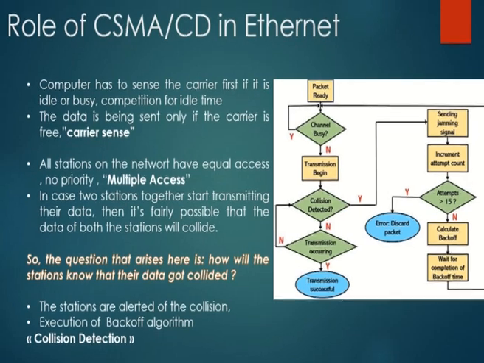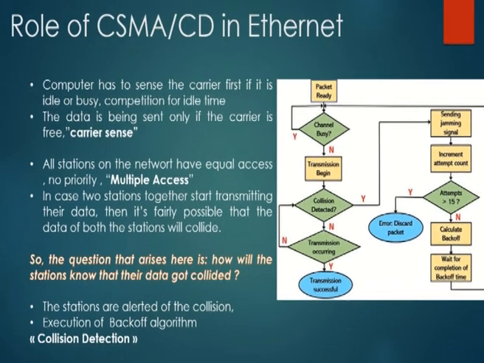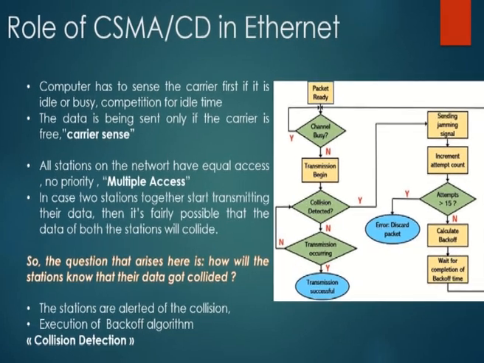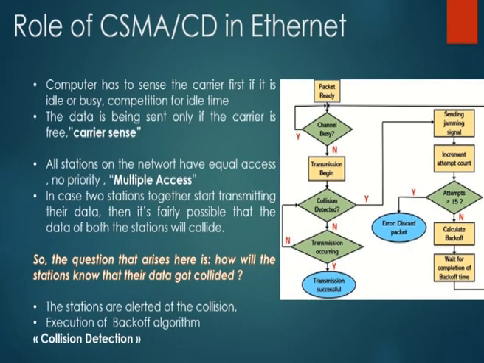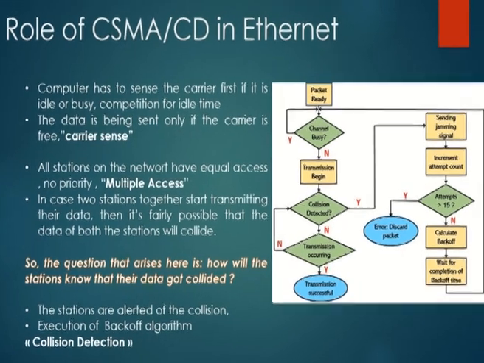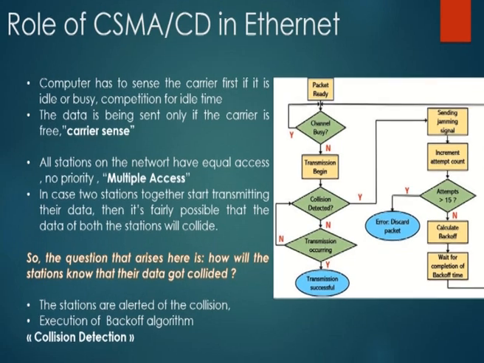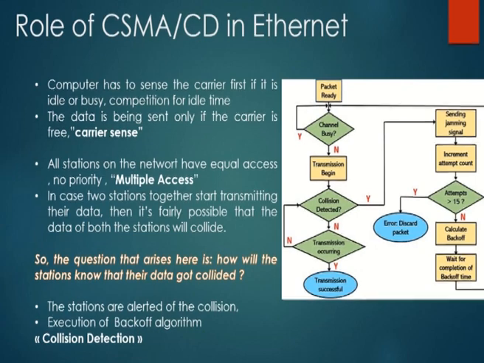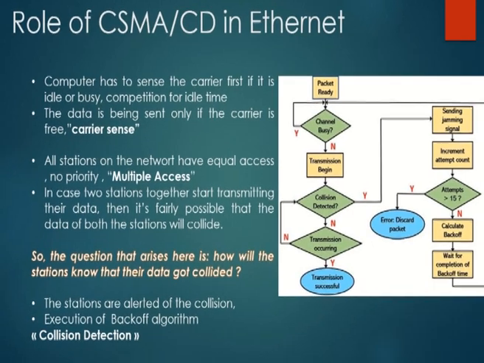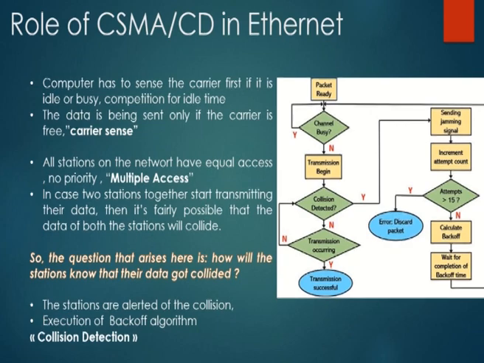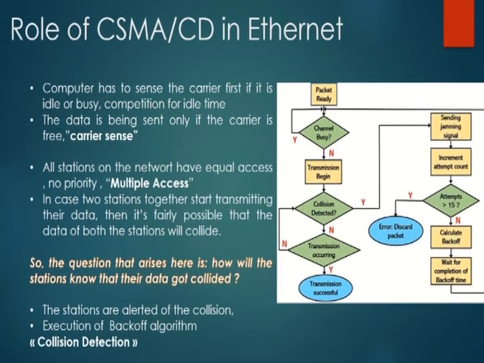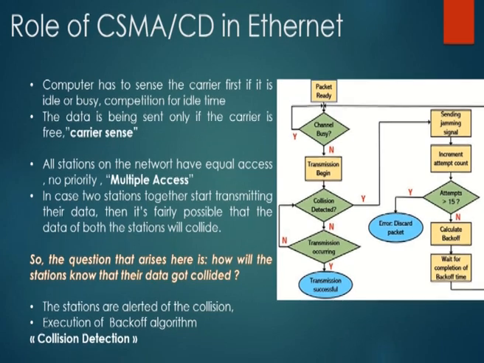CSMA/CD stations listen to the network to determine whether it is already in use. If it is, the CSMA/CD stations wait. If the network is not in use, the station transmits. A collision occurs when two stations listen for network traffic, hear no one, and transmit simultaneously. In this case, both transmissions are damaged and the stations must transmit at some later time. CSMA/CD stations must be able to detect the collision to know that they must retransmit.